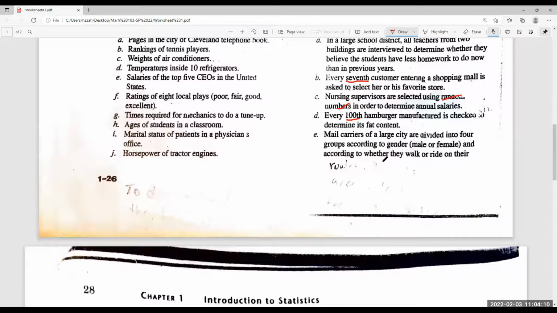It's stratified because they divide them into groups and they pick 10 from each. It's going to be stratified, but we have more from your book to go.